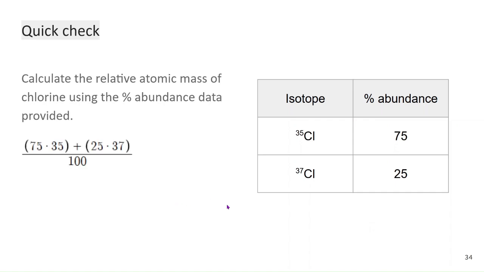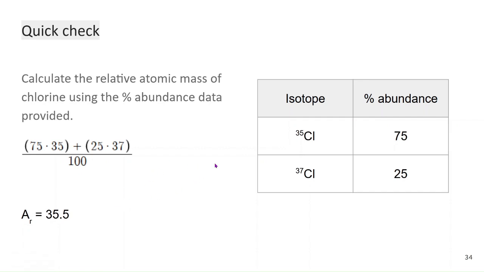So you should have written an equation, something like this: 75% times 35 for chlorine-35, and then 25 times 37 for chlorine-37, divided by 100. You should get 35.5. All right, this is the weighted average, the relative atomic mass.